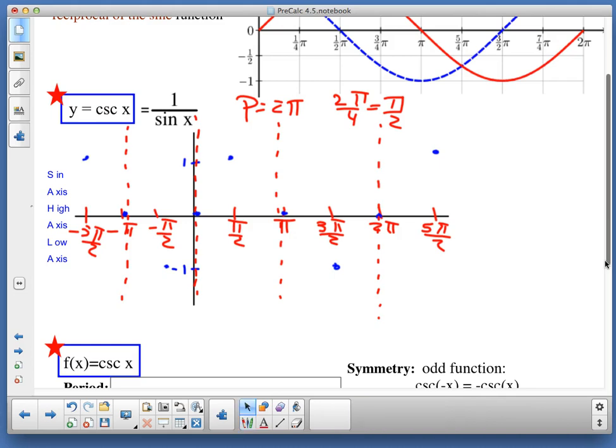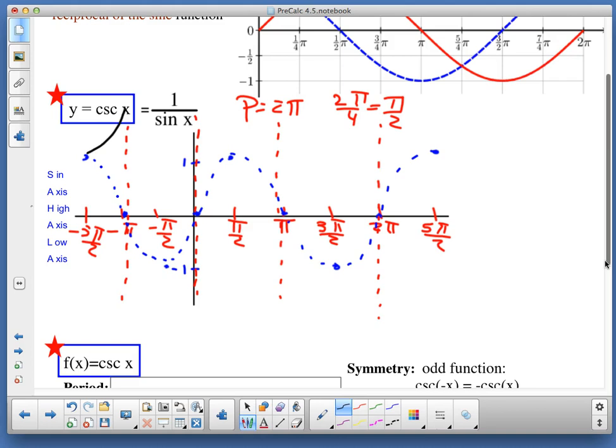Now, I want to emphasize, my graph would look something like this. For my sine, my actual cosecant graph uses the highs and lows and then approaches the asymptotes on either side from those highs and lows. Because we're doing the reciprocal of those, and I'm going to do those in black.